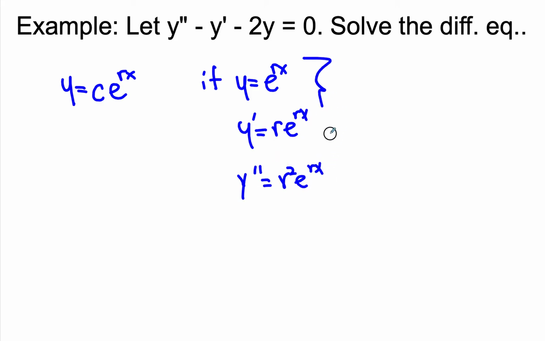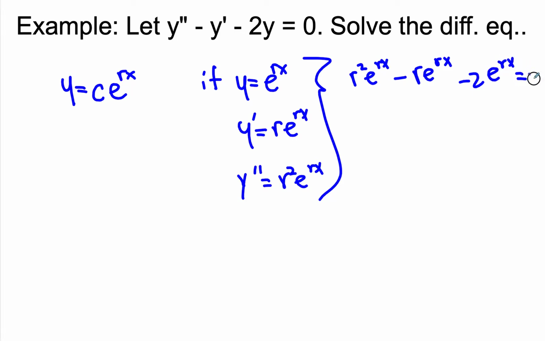So using these three, we can rewrite the original equation, y double prime. So we have r squared e to the rx, minus y prime, which is r e to the rx, minus 2 times y, which is e to the rx, has to be equal to 0. Then in that case, I can factor out e to the rx. And then we have r squared minus r minus 2 equal to 0.